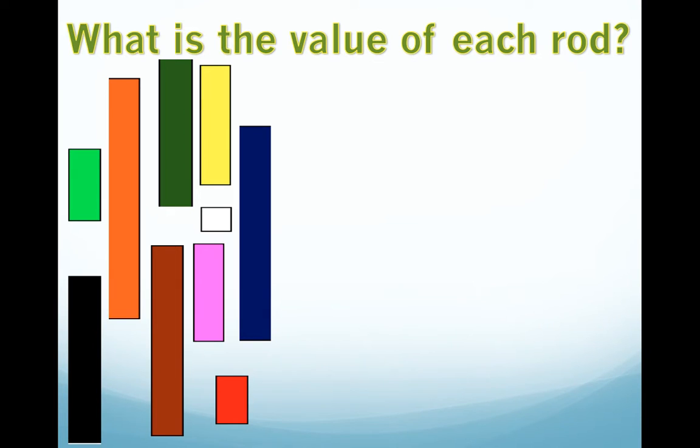So let's begin our lesson. What is the value of each rod? In order to create and solve for simple addition statements using the Cuisenaire rods, we first have to determine the value of each rod. The Cuisenaire rods represent the numbers 1 through 10, so one rod, or color, represents one number. So let's try to find out what each value is.